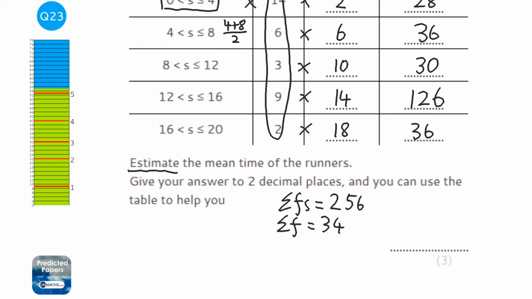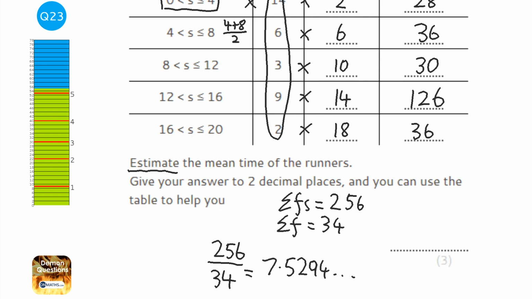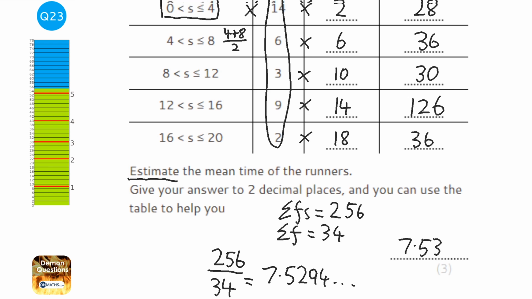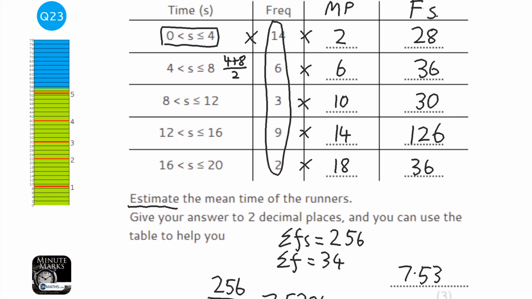And then what we're going to do is we're going to get the 256, which is all our values added together, and divide it by 34. So 256 divided by 34. And I get the answer of 7.5294 and so on. And to 2 decimal places, that's going to be 7.53.